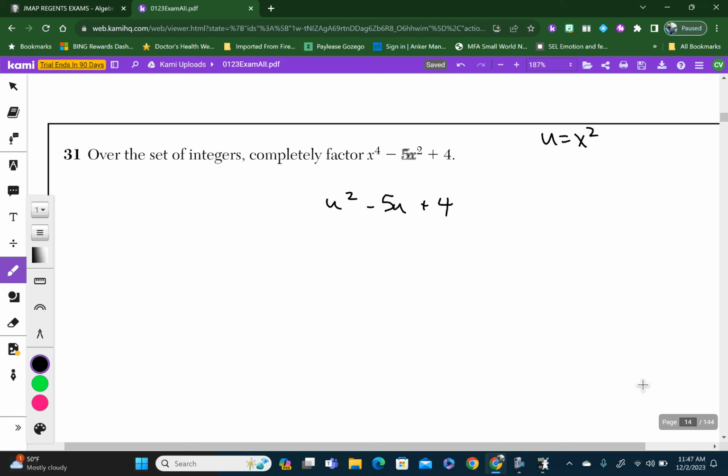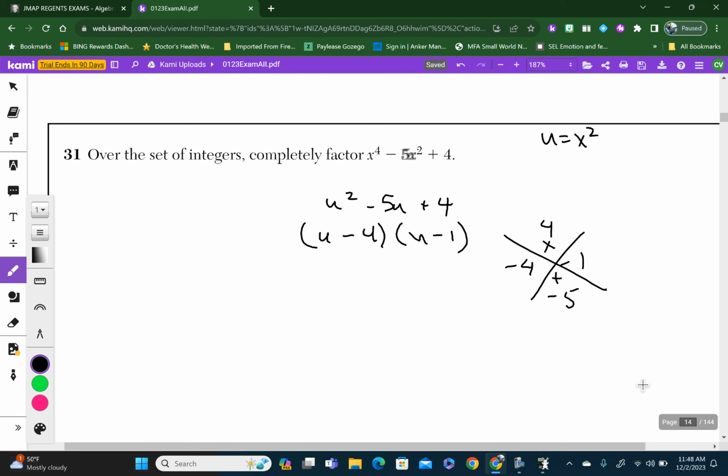I did the problem like this earlier, the first one, actually, when I was showing it to you algebraically. So for this one, I'm looking for two numbers that multiply to give me 4 and add to give me negative 5. Okay, so what are they? 4 and 1 has to be, right? So 4 times 1 is 4, but if it has to add to give me a negative, they both have to be negative. So now I have u minus 4 and u minus 1.